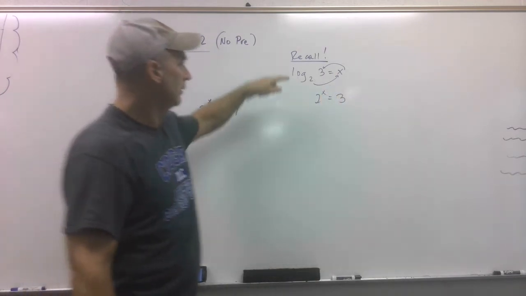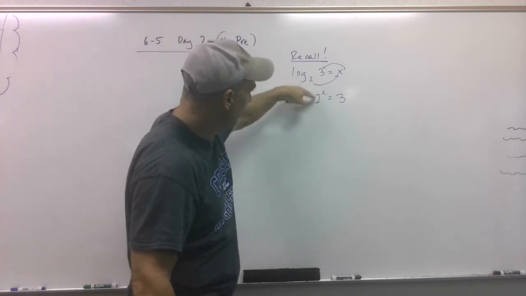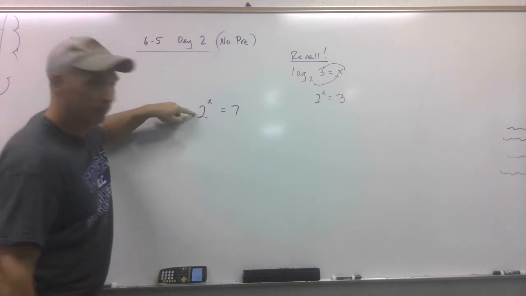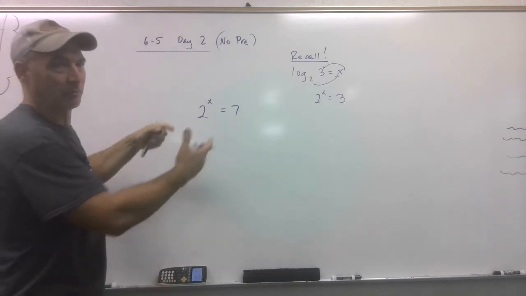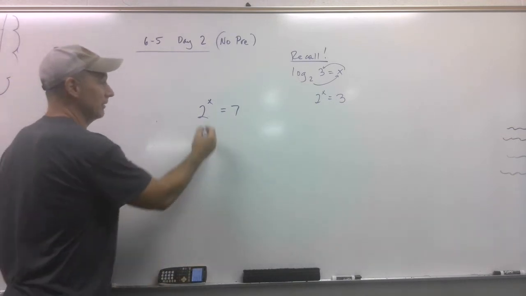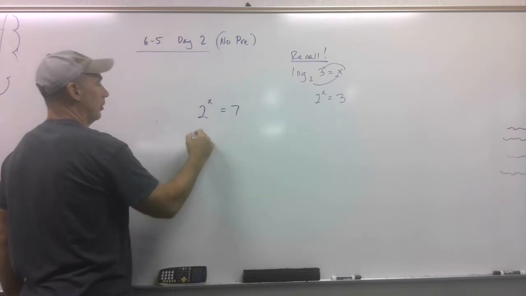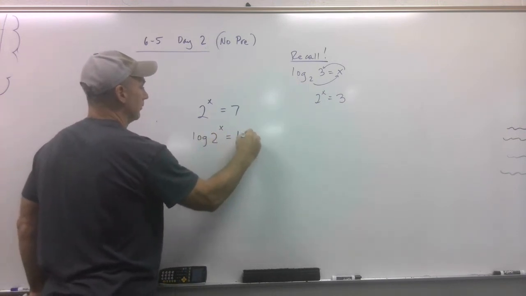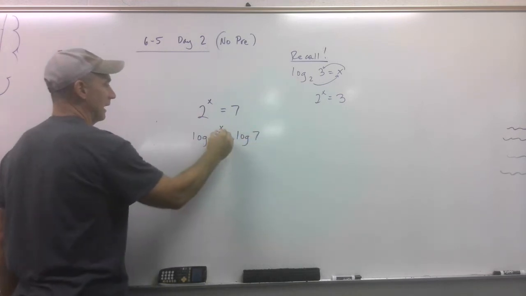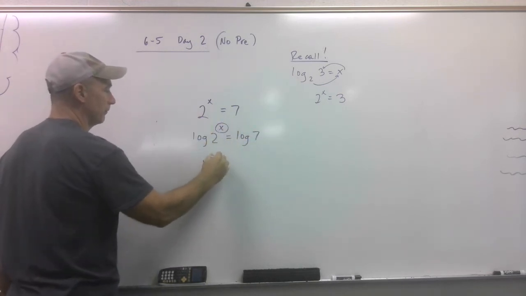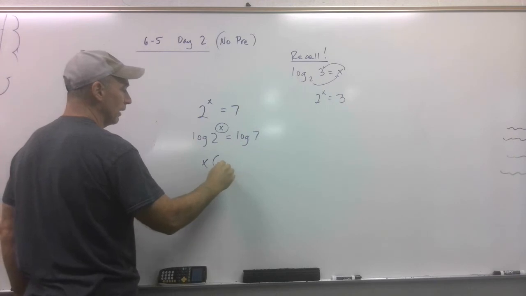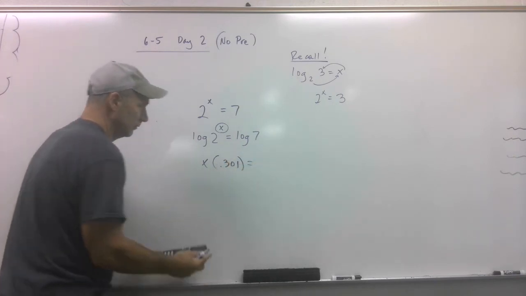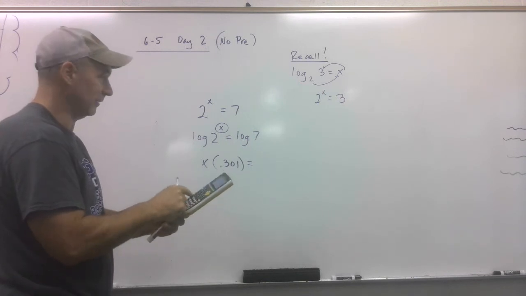But you see, this requires that you go to here, then you slap logs on. This problem, there is no log. It's just a problem. Common bases, happy places, not happening. So I'm going to slap a log on this side. I'm going to slap a log on that side. That allows me to bring the x in the front. Log of 2, I think that was 0.301, I hope I'm not wrong, equals, I'm going to figure out log of 7.